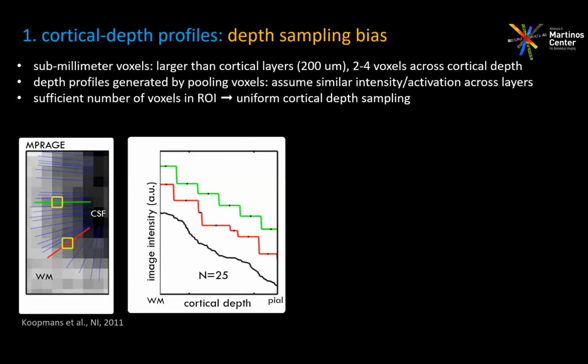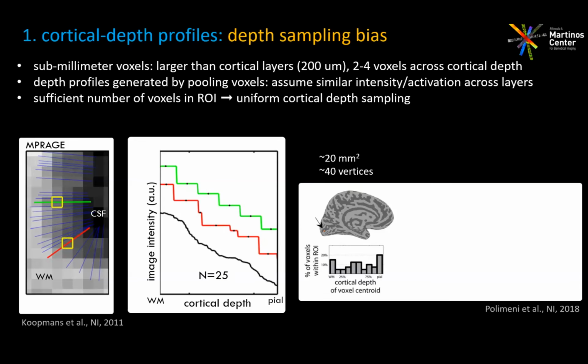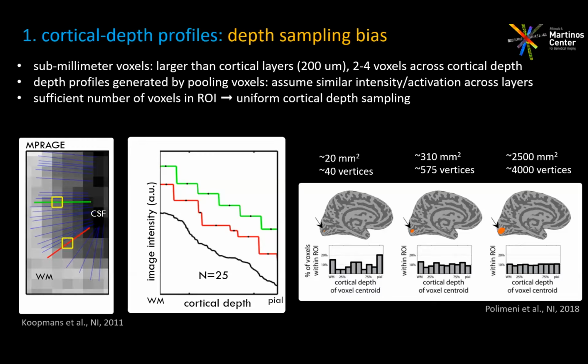And this is a similar kind of idea from a different angle, really showing this as a function of the growing ROI. So if we have a smaller ROI, we have less uniform sampling over cortical depths. And as the ROI grows, it becomes more uniform, okay?